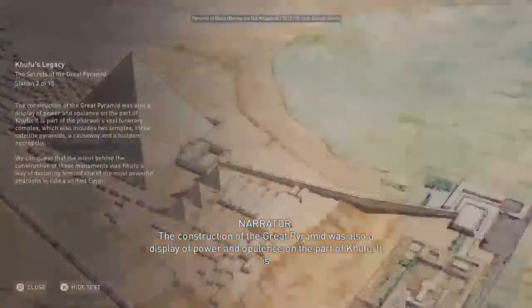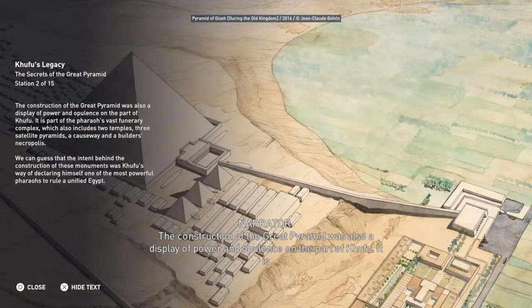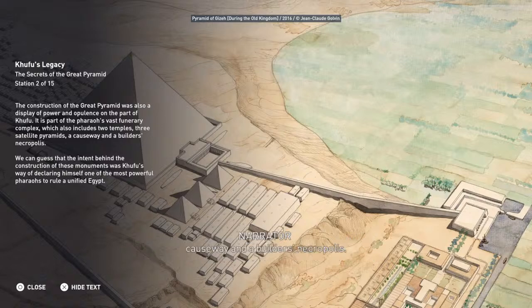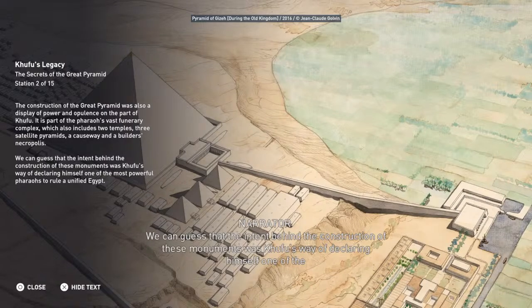The construction of the Great Pyramid was also a display of power and opulence on the part of Khufu. It is part of the pharaoh's vast funerary complex, which also includes 2 temples, 3 satellite pyramids, a causeway, and a builder's necropolis. We can guess that the intent behind the construction of these monuments was Khufu's way of declaring himself one of the most powerful pharaohs to rule a unified Egypt.